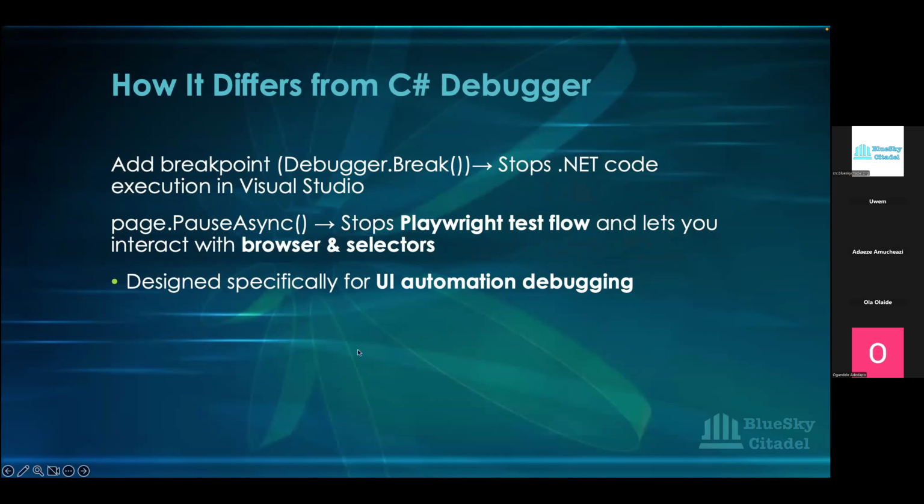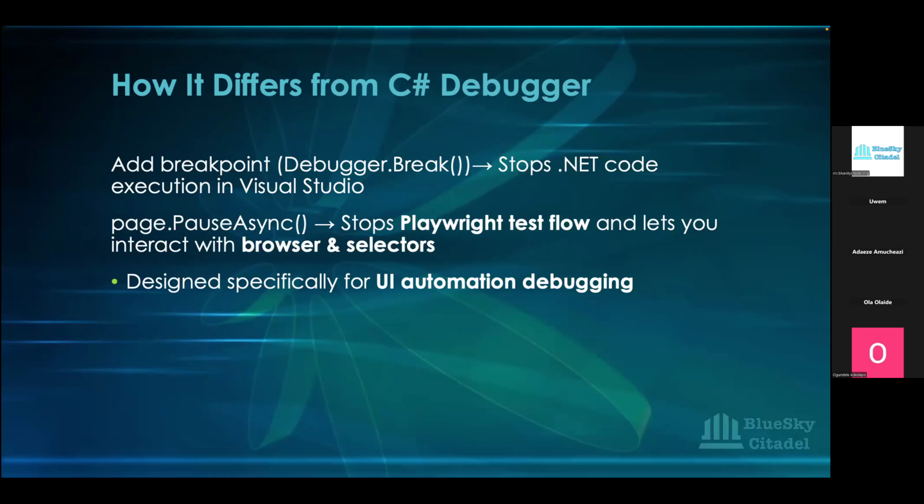Now you may be wondering, okay, it is used for test debugging, how does it differ from the C# debugger? In the traditional method, for instance in Selenium, where we don't have access to the pause keyword like we do in Playwright, we need a way to actually debug, and that is by using the debugger.break, which is equivalent to adding our breakpoint. What this does is stop the .NET code execution in Visual Studio.